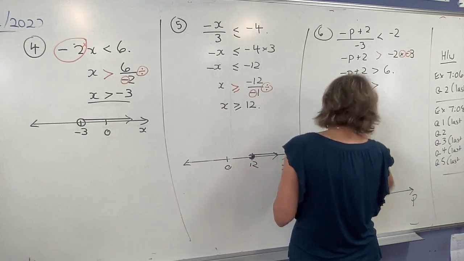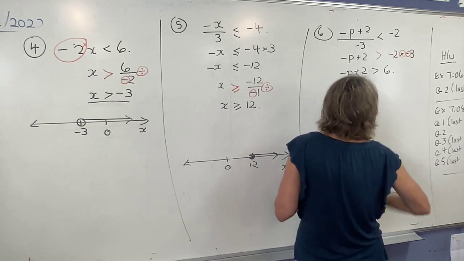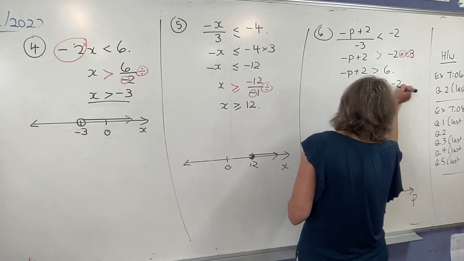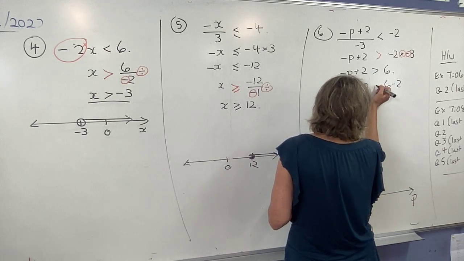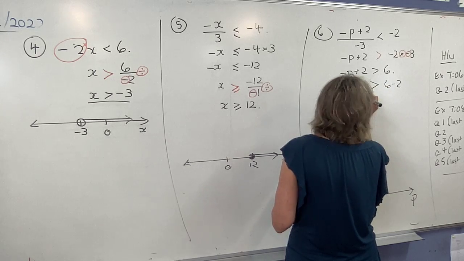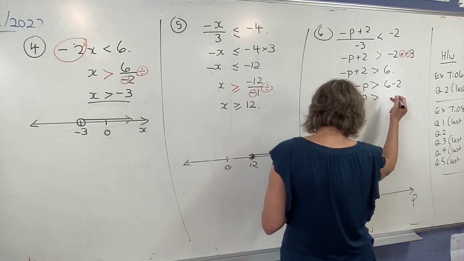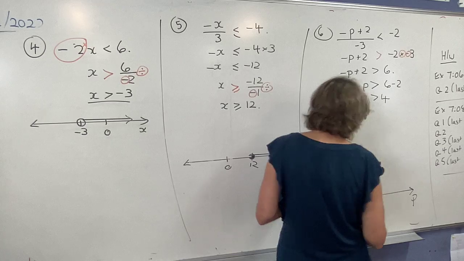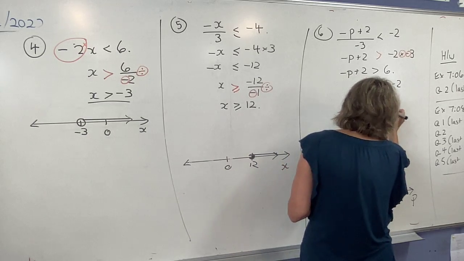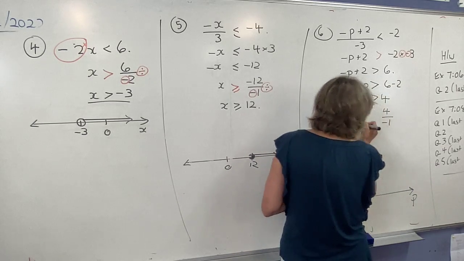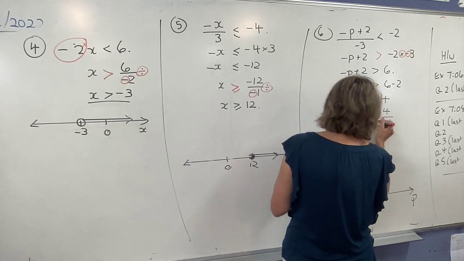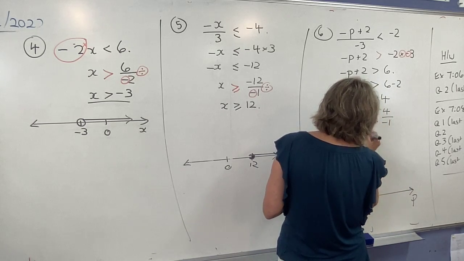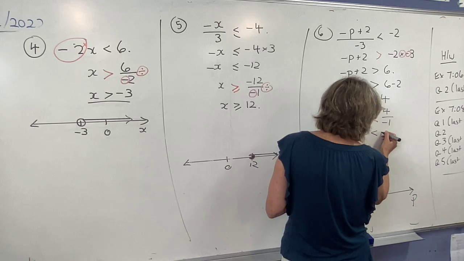So 6 minus 2, what's on the left? Minus p. What do we do here? Same sign. Same sign, good. We haven't multiplied or divided by anything. What's that equal? 4. Continue. Divided by minus 1, and you also flip the sign. So what do we do? You flip the sign. Your final answer? P is less than minus 4.